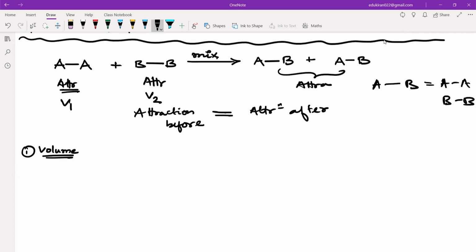If the attraction is the same, that means they will be attracted in the same magnitude. If they are attracted in the same magnitude, that means the distance will be neither more than A or more than BB, nor will it be less than A or less than BB, because the attraction is equal. Yes or no? Is that clear? The distance between A and B will be equal.